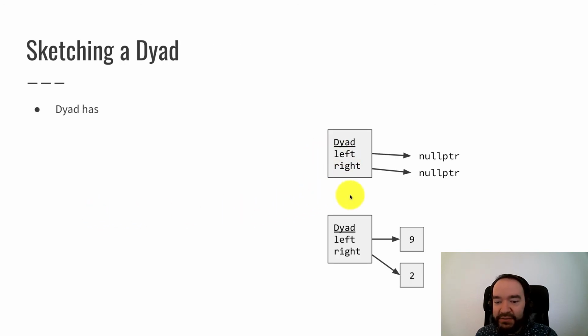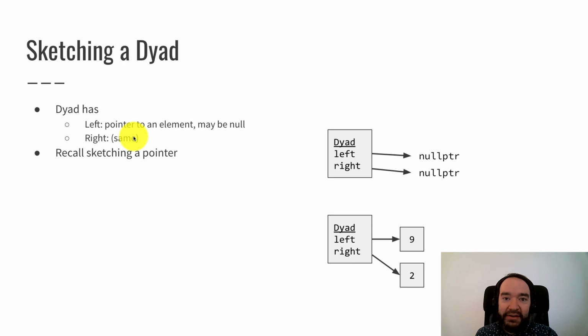So here's a sketch of what these look like. Let's look at how we could develop that sketch. So a dyad has left, which is a pointer to an element but could be null, and right, which is the same thing, a pointer to an element which could be null. Now let's remember how we sketch a pointer in general. We draw an arrow, and the arrow starts at where the pointer lives. And in our case, we have two pointers living inside a dyad object. So that's why these pointers start here.